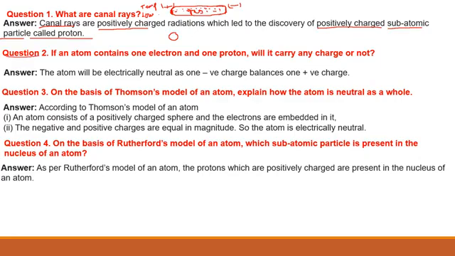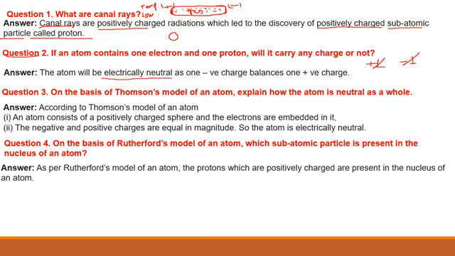Question number 2. If an atom contains one electron and one proton, will it carry any charge or not? See, one proton means it has plus one charge, right? One electron means it has minus one charge. So plus and minus with the same magnitude will get cancelled, and finally there will be no charge. So the atom will be electrically neutral. Atom is electrically neutral.